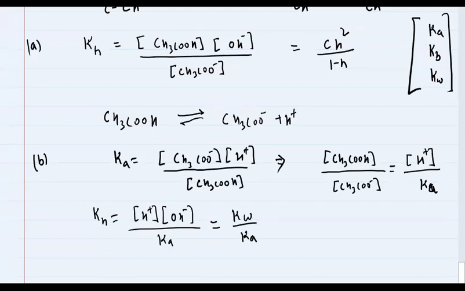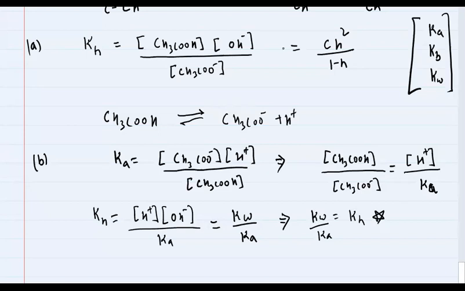Now, don't you think that we know Kw already? We know Kw already, and we know the value of Ka also, right? So even though we don't know Kh, Kh can be written in terms of Ka and Kw. Agree, everyone? So from here we got Kw by Ka is equal to Kh. Anyone have any issues?